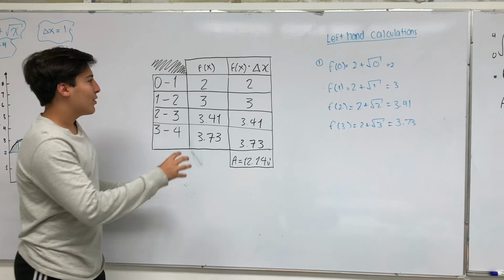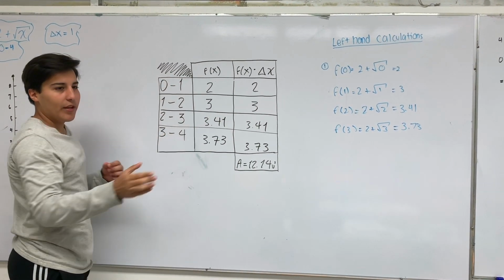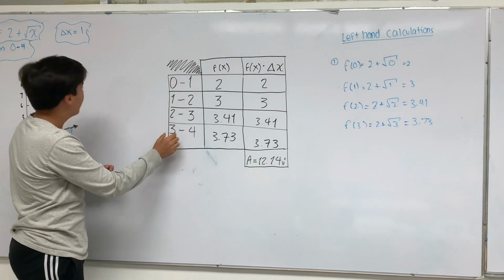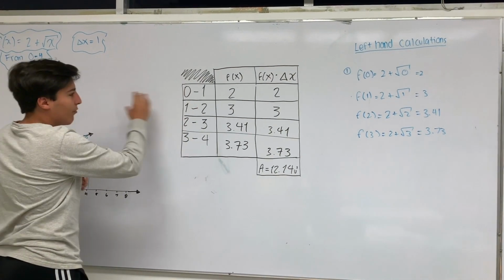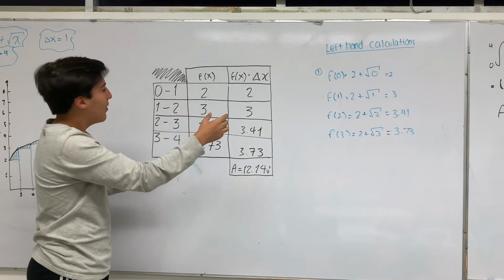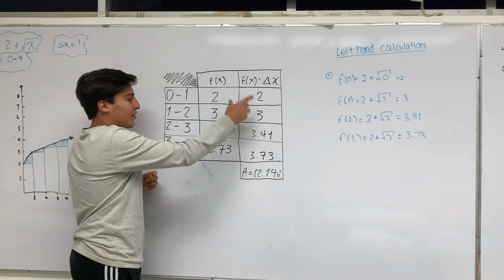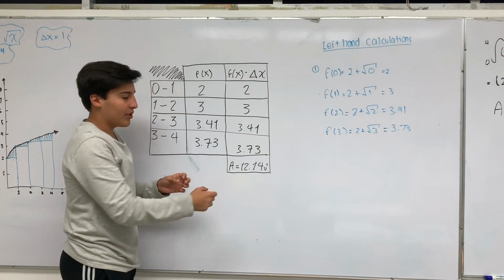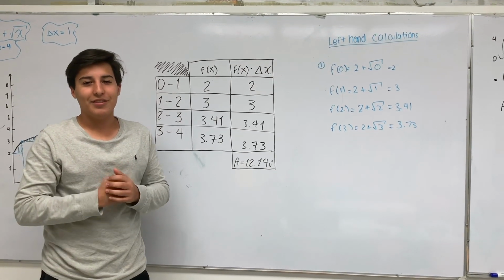Okay, to get the approximated area, we're going to use the numbers of the left side of the intervals, and we are going to replace these numbers in the original function. So when we replace them, we got these values, and these values we need to multiply by delta x, but delta x is 1, so these numbers keep the same. And the sum of these numbers is going to be the approximated area using the left-hand calculations.